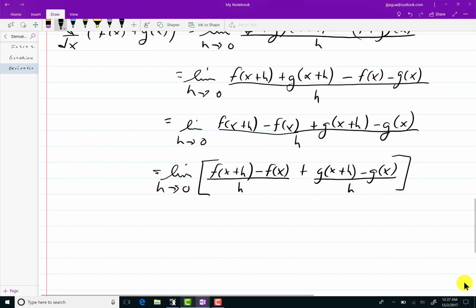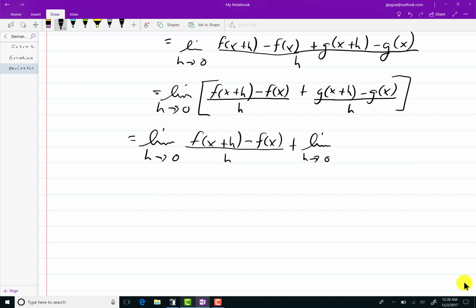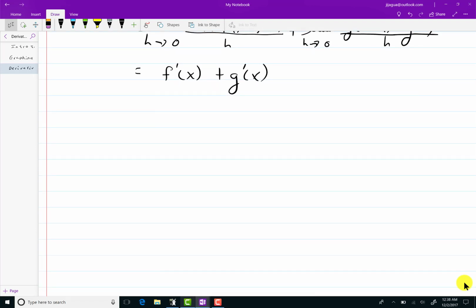Now, because limits have a sum rule, I can make this equal to the limit as h goes to 0 of f of x plus h minus f of x all over h, plus the limit as h goes to 0 of g of x plus h minus g of x over h, and this equals f prime of x plus g prime of x. So the sum rule shouldn't surprise anybody.